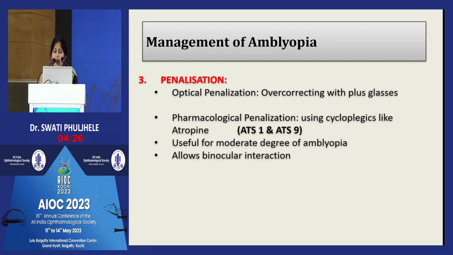Penalization, which can be optical or pharmacological, again is an alternative therapy, but we need to remember that it does not work in all cases. It may not be so suitable if the amblyopia is severe enough, or if the vision is less than 6 by 60, because any amount of penalization is not going to decrease vision in the normal eye beyond 6 by 60. So it is reserved only for mild cases of amblyopia.